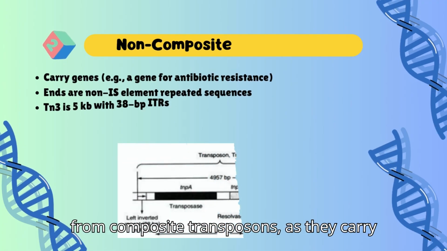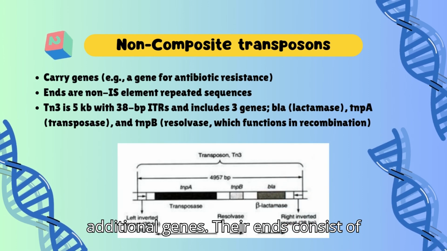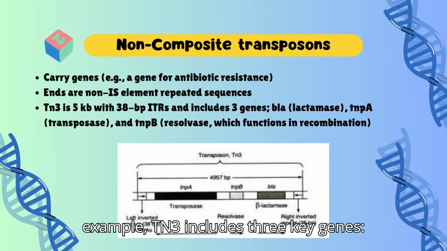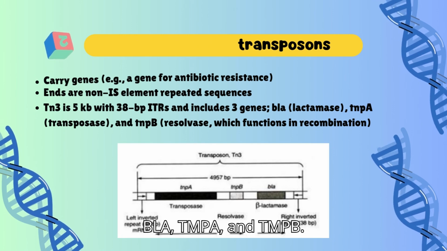Non-composite transposons are distinct from composite transposons, as they carry additional genes. Their ends consist of non-IS element repeated sequences. For example, Tn3 includes three key genes: bla, tnpA, and tnpR.